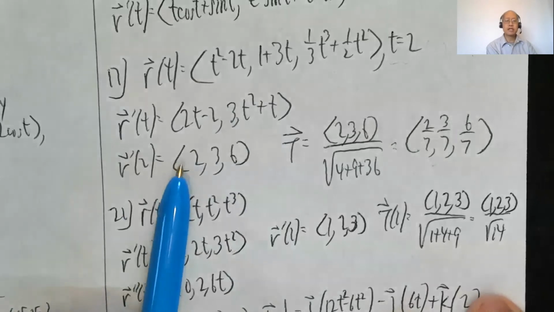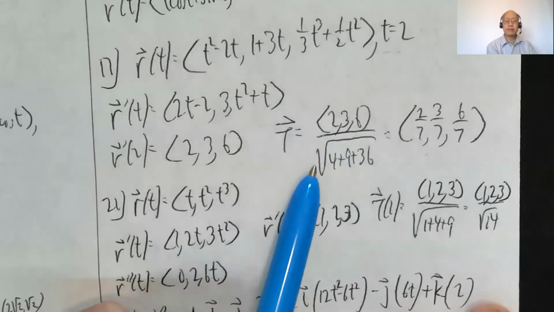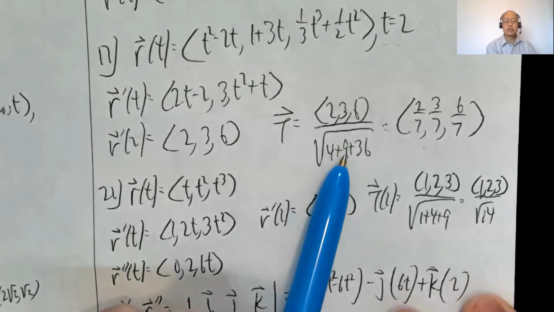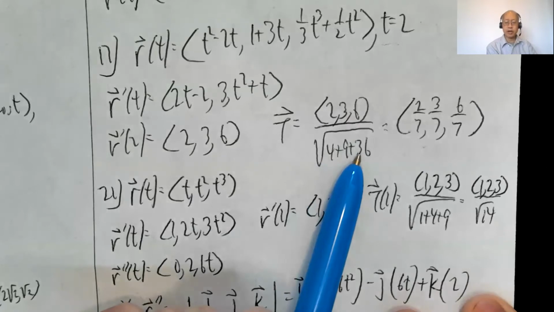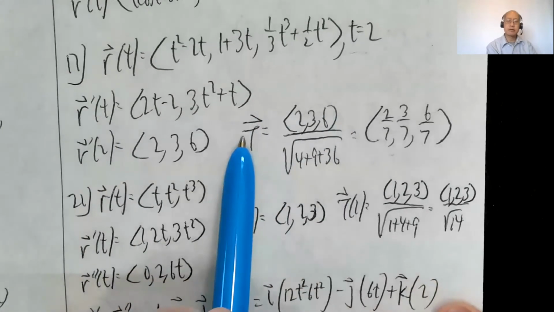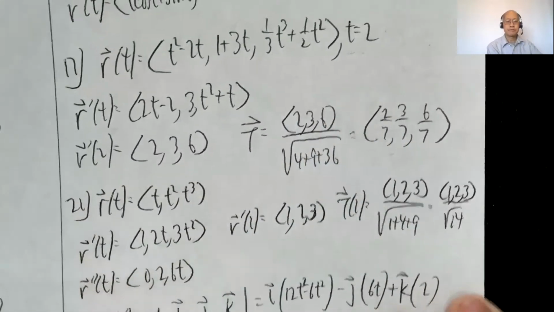To make it into a unit tangent vector, I just divide by its norm, its magnitude. So 2, 3, 6 divided by square root of 2 squared plus 3 squared plus 6 squared. That's 4 plus 9 is 13 plus 36 is 49, whose square root is 7. So the unit tangent vector, capital T, is 2 sevenths, 3 sevenths, 6 sevenths.